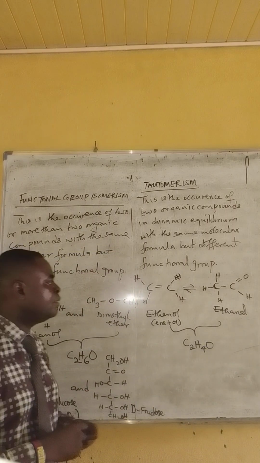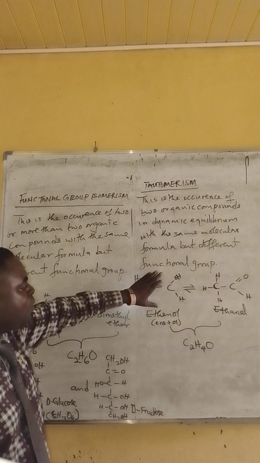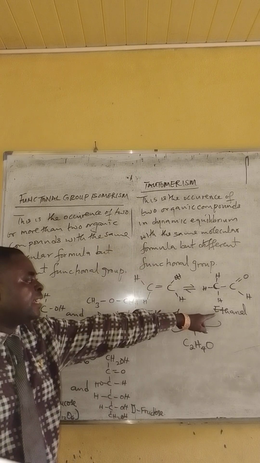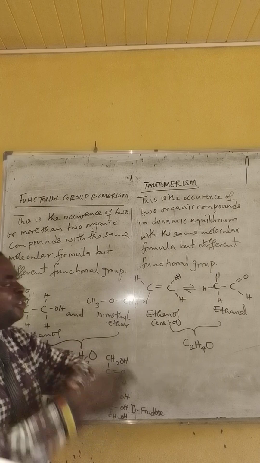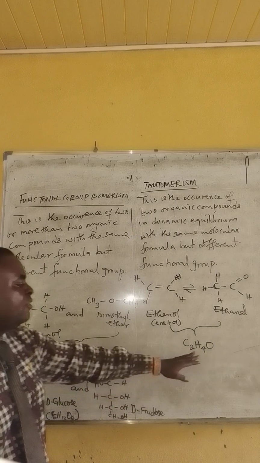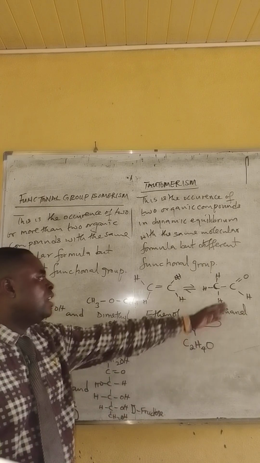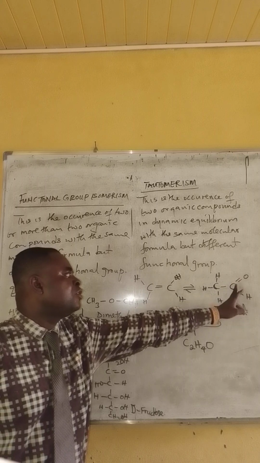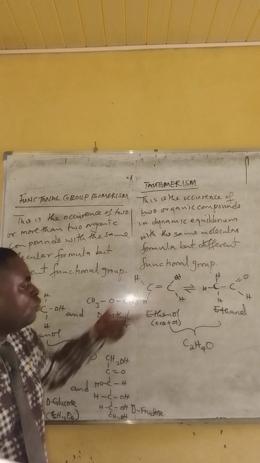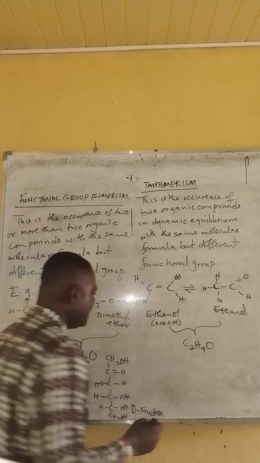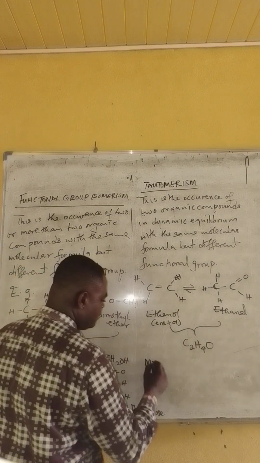So, the occurrence of dynamic equilibrium is that if you put this one inside a container and check later, it will turn to ethanal. Ethanal will later turn to ethenol. They will be forming each other. They are in dynamic equilibrium. They have the same molecular formula, which is this, but they have different functional group. The functional group of this one is what? Alkanal, CHO. This one has an ene group and an ol group.